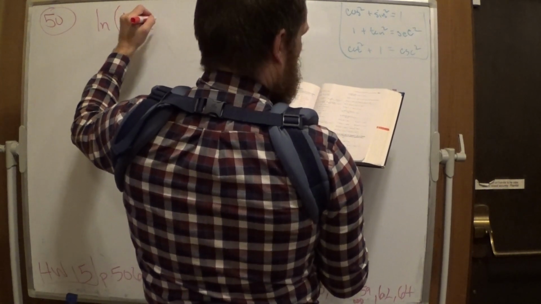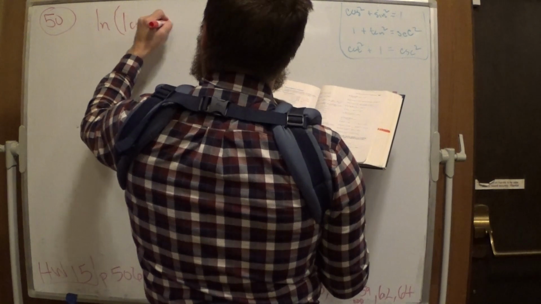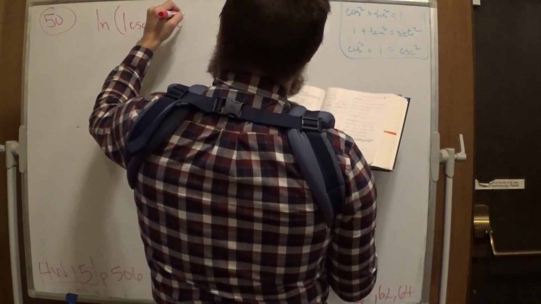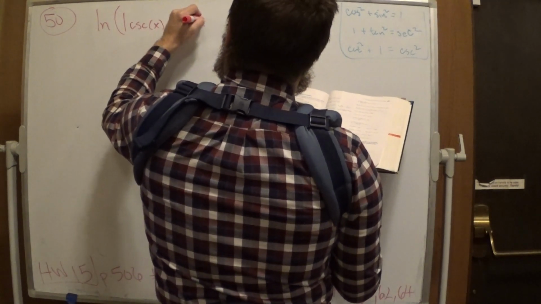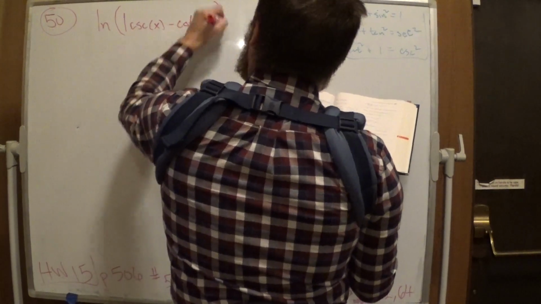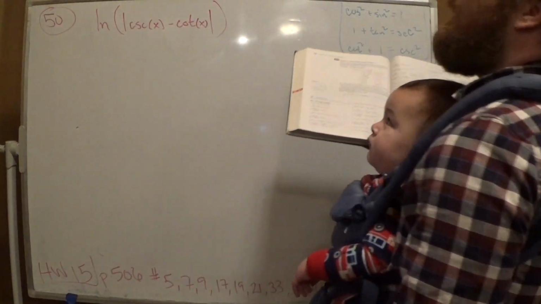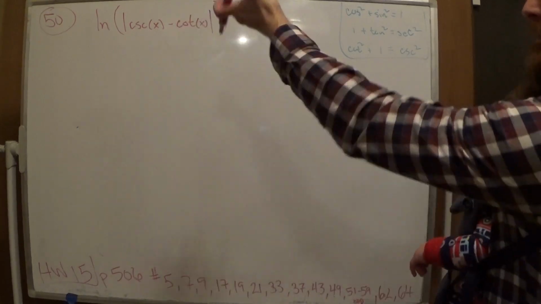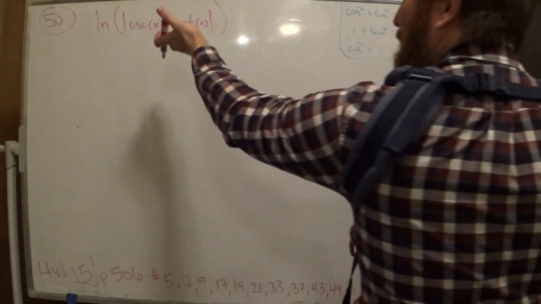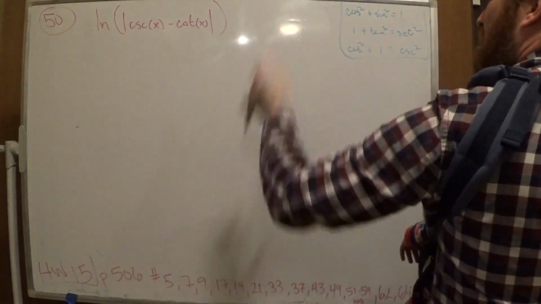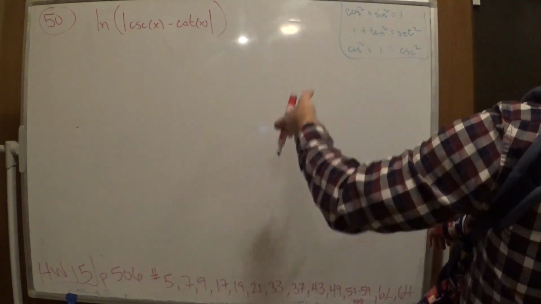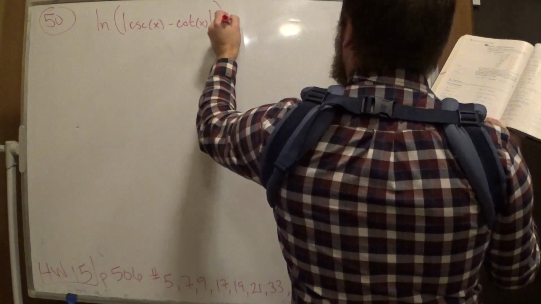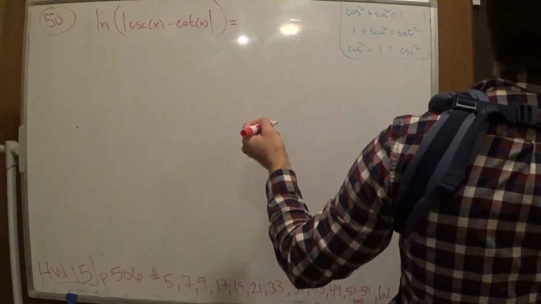The natural log of the absolute value of cosecant x minus cotan x. The absolute value, because you can't put negative things into a log. Cosecant takes on positive and negative values, so does cotangent. And so you have to restrict that stuff. That's what they're doing there.